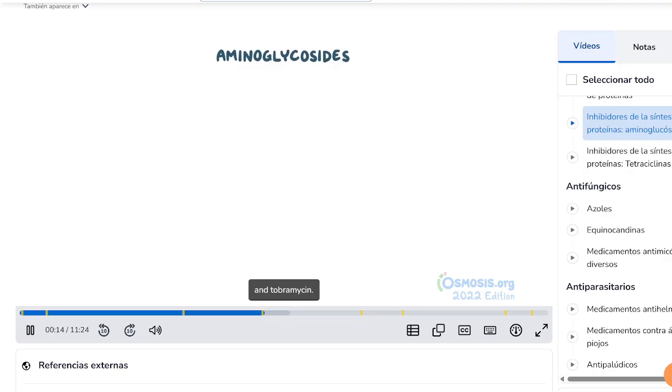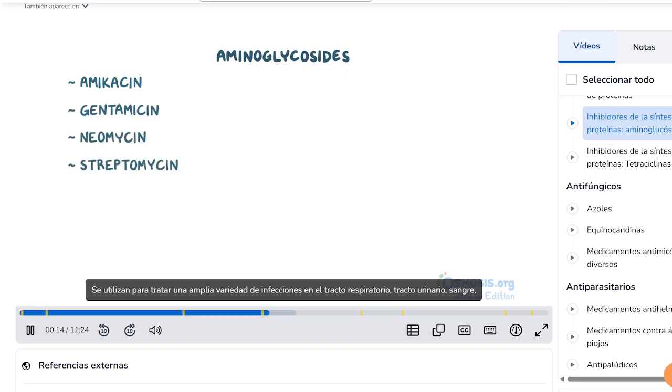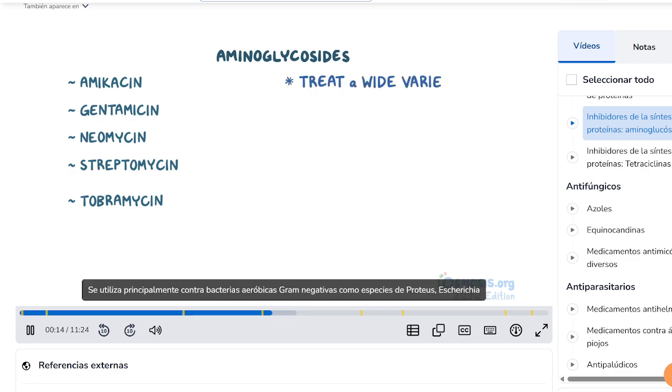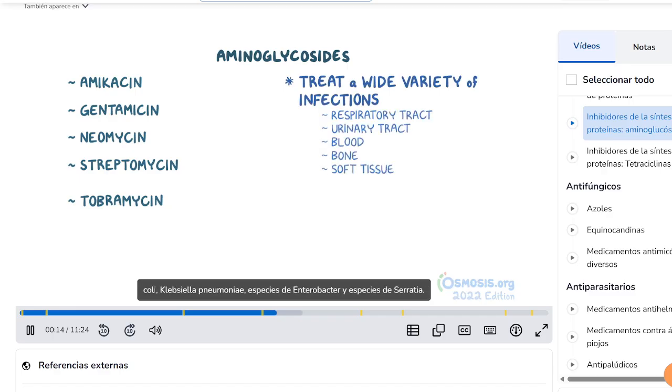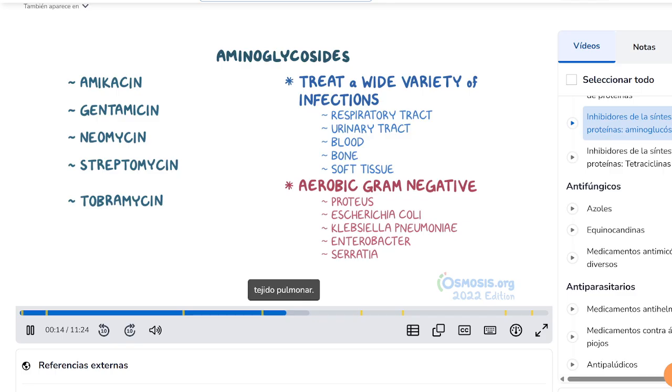Examples of the aminoglycoside family include amikacin, gentamicin, neomycin, streptomycin, and tobramycin. They're used to treat a wide variety of infections in the respiratory tract, urinary tract, blood, bone, and soft tissues. It's used mainly against aerobic gram-negative bacteria like Proteus species, Escherichia coli, Klebsiella pneumoniae, Enterobacter species, and Serratia species.